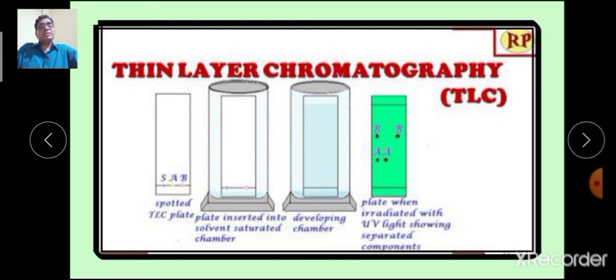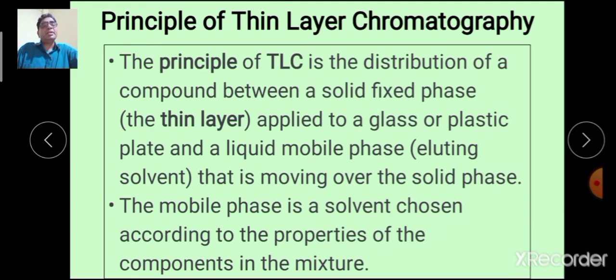Here the TLC plate is shown. This is a TLC plate. The plate is kept inclined at 45 degrees in the solvent chamber. Solvent rises through the plate and finally the components are separated. Okay, let us see the principle.